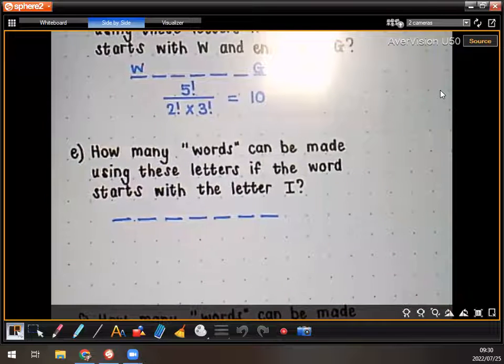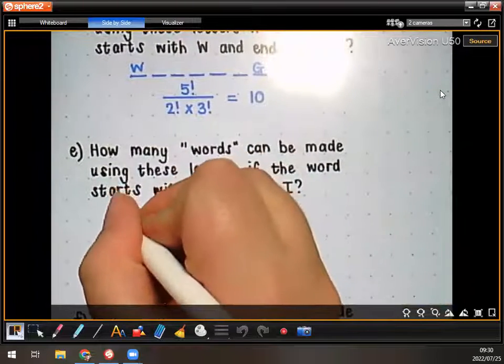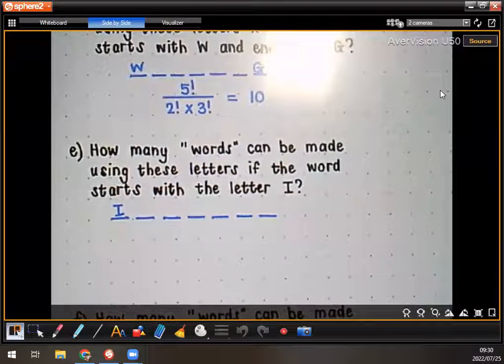Okay, let's look at E. Alright. So now they're saying how many words can be made if the word starts with the letter I. Okay, let's focus, guys, please. Alright, so that first one is 1 now. So that is just the one, so we can ignore it. So now we have 6 letters left.